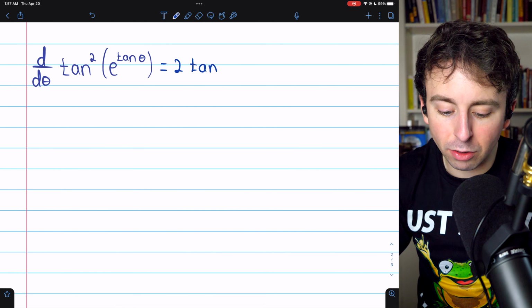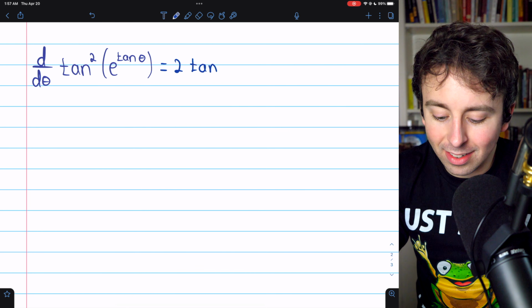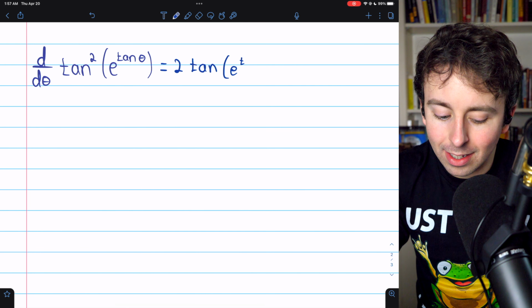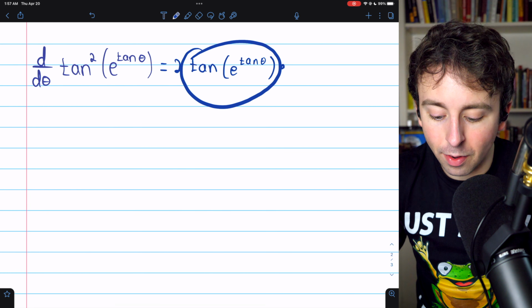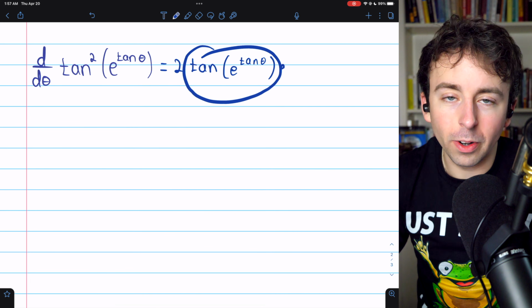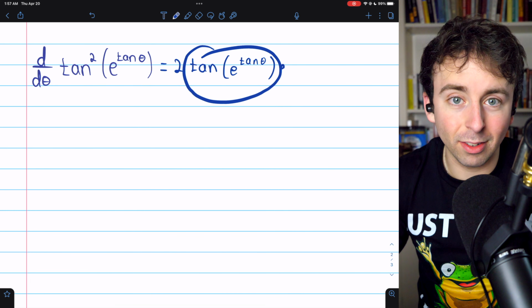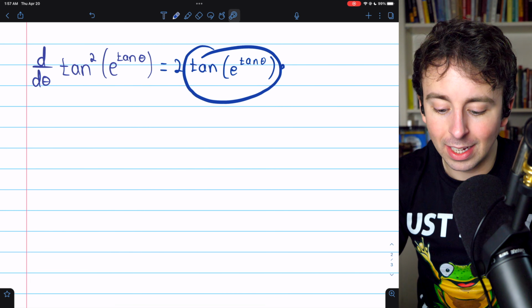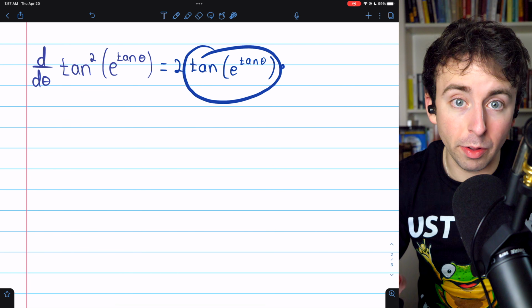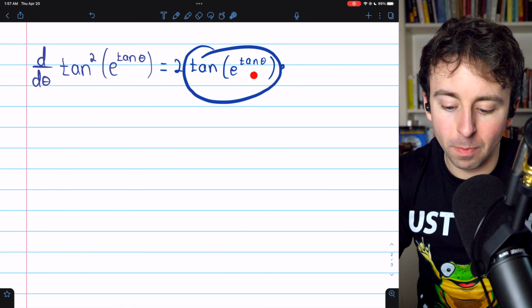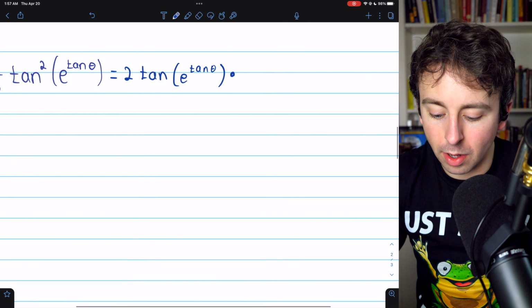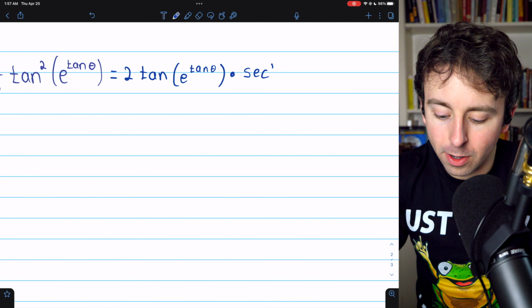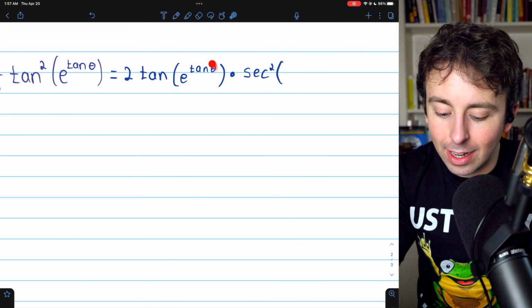The thing that was being squared, the inside function, is tangent of e to the tangent theta. So this is what I've got now. Now I multiply by the derivative of this inside function. The inside function, of course, is itself composite, so we're again doing the chain rule. The outside function now that we focused on this guy here, the outside function is tangent, so I need to multiply by the derivative of tangent, which is secant squared, and leave what was inside alone.